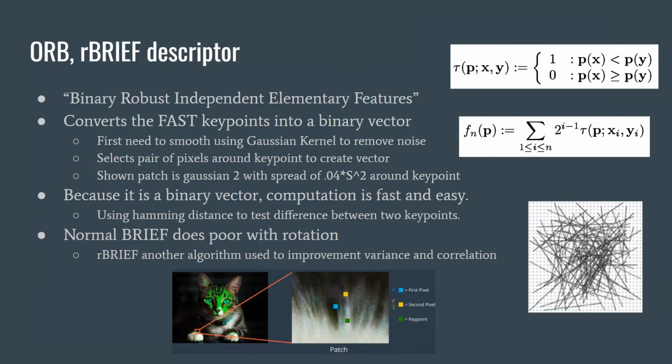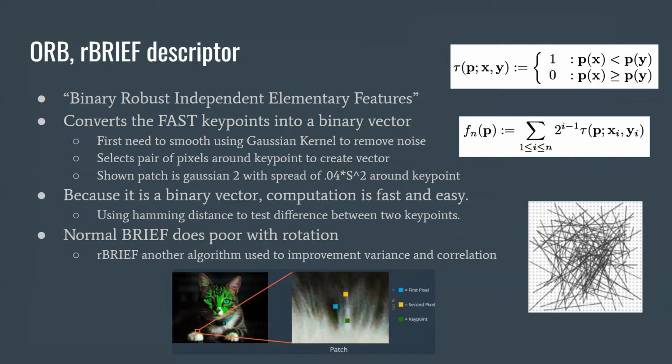The 31 by 31 patch can be changed depending on user preference. However, the image on the lower right shows a Gaussian 2 spread for the BRIEF algorithm. Each line in this image specifies the 2 points which should be compared, which output either that 1 or 0 value, which creates the binary vector for the key point. And utilizing the Hamming distance, you can compare vectors between various images to see if they match or not.